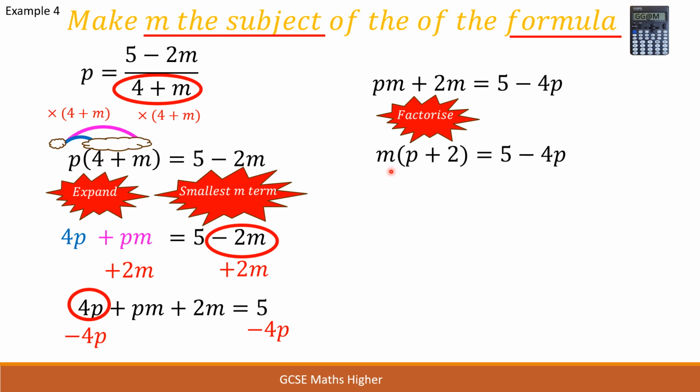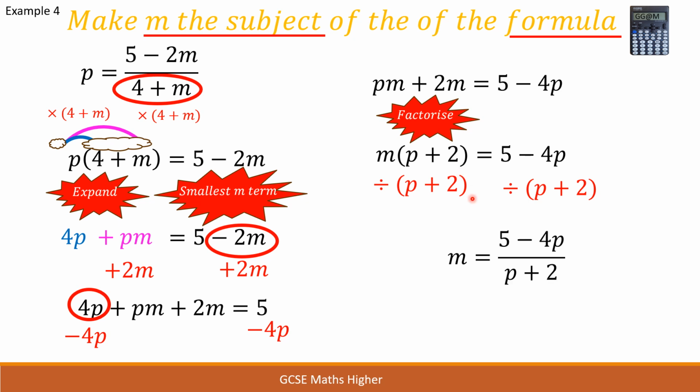From here I now have m times by p plus 2. So to get rid of the p plus 2, I'm going to do the opposite, which is divide by p plus 2. So m is going to be 5 minus 4p, all divided by p plus 2. Don't be put off that your answer is written as a fraction. Okay? The numerator stays the same on the right hand side. We're just dividing by what's in the bracket, which is p plus 2, and that gives me my value of m. Give yourself a big tick if you got that correct.